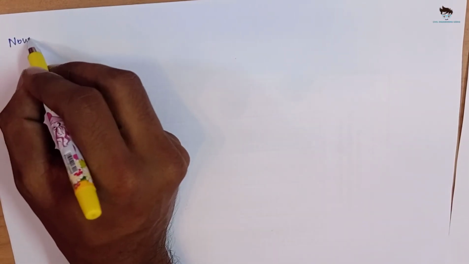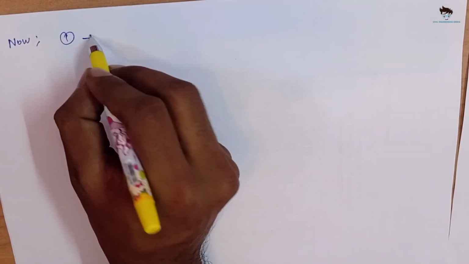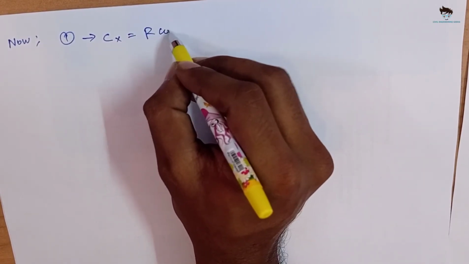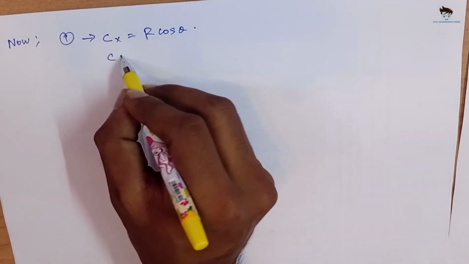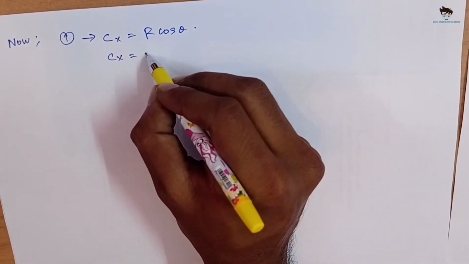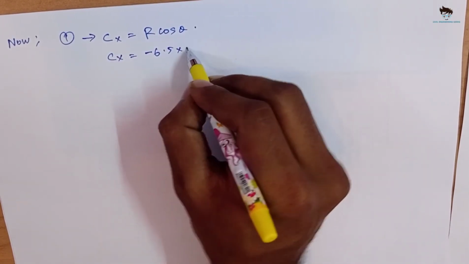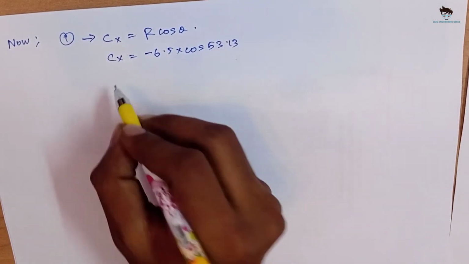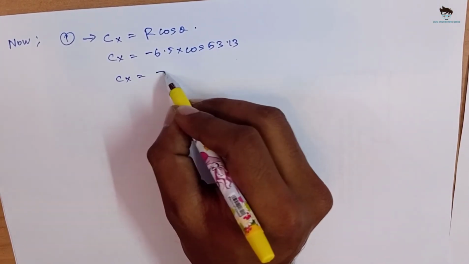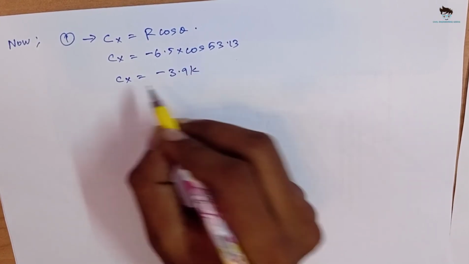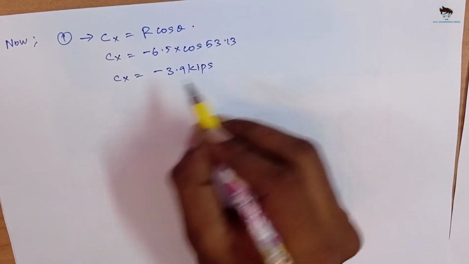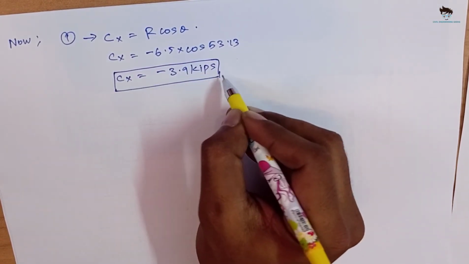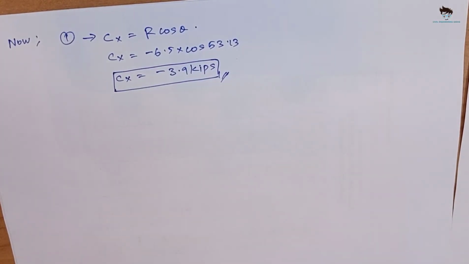Now, we can substitute the resultant force value and theta value in equation 1, to determine the horizontal reaction of the simple support at C. So, on simplifying the equation, the horizontal reaction at support C is determined as minus 3.9 kips. Which also says that the direction assumed is incorrect, therefore the direction of the horizontal reaction should be opposite to the assumed direction.